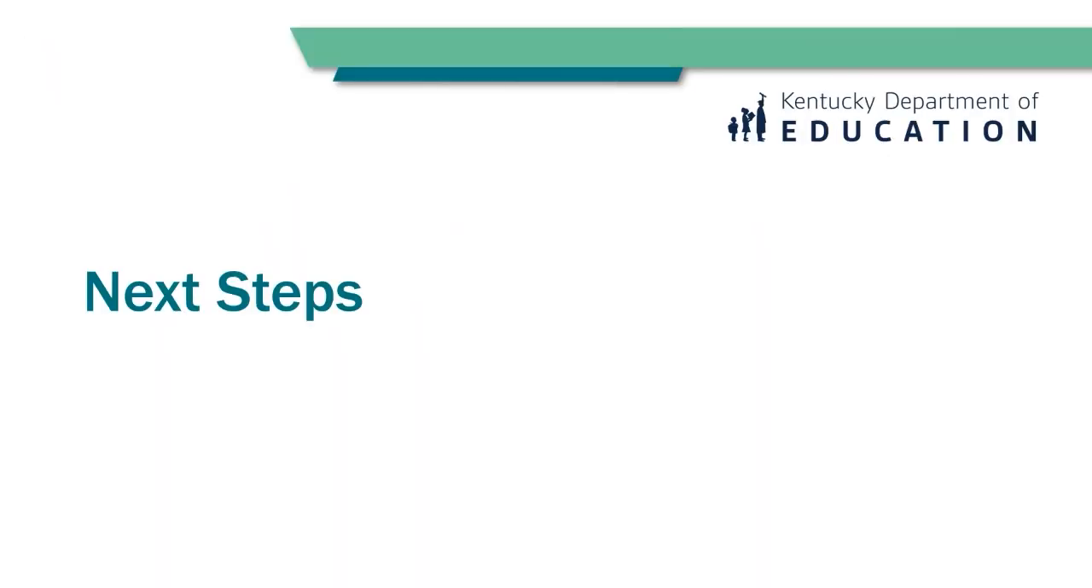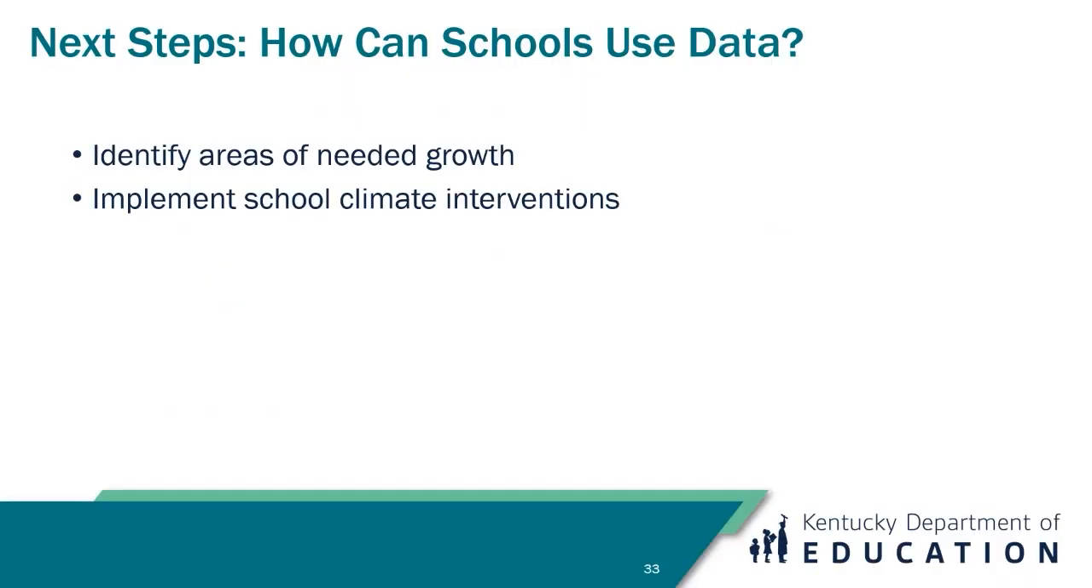So now that we have the data, what are the next steps? The QSCS survey scores weigh into accountability, but the data provided from survey responses can also be a valuable tool for districts and schools. This data, which correlates to student perception of school and learning environment, can help a school or district identify areas of needed growth or implement school climate interventions.